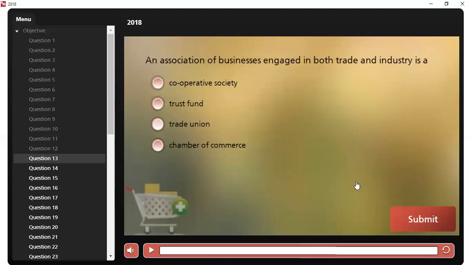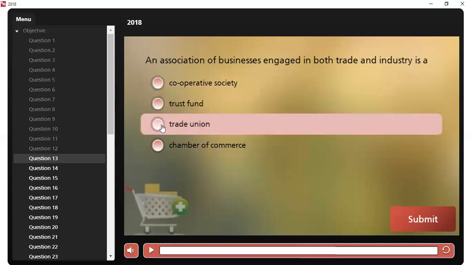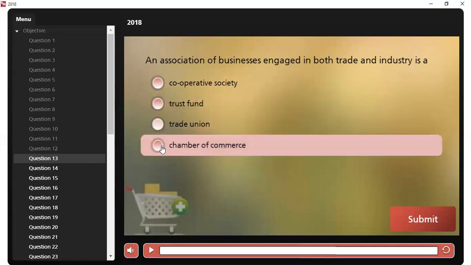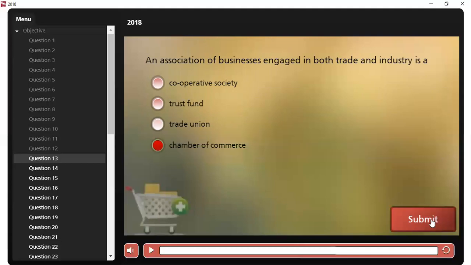Question 13. An association of businesses engaged in both trade and industry is it a cooperative society, trust fund, trade union, or chamber of commerce? Now, our right answer is D, chamber of commerce. Chamber of commerce refers to an association of businesses engaged in both trade and industry.